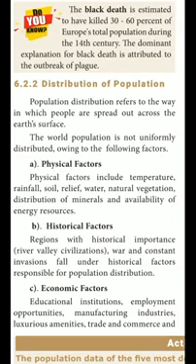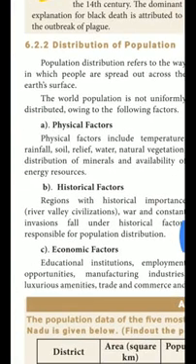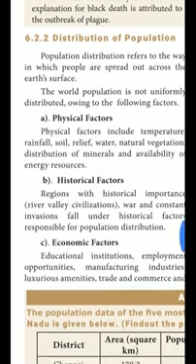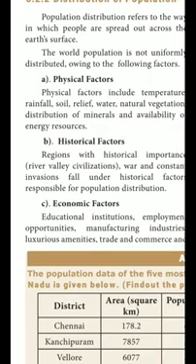Regions with historical importance. What are the historical factors? War and constant invasions fall under historical factors responsible for population distribution. That is a river valley civilization, so near that, people will live more. And if war occurs in one place, they can't live there, they will move to other places, isn't it? Because of this also, it is one of the reasons for the distribution of population.